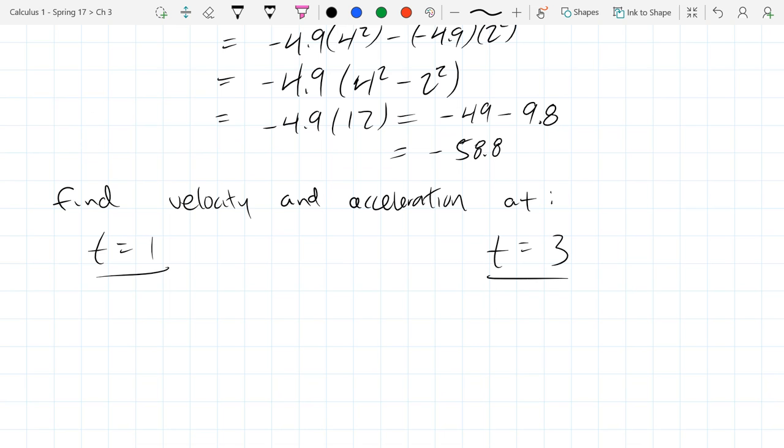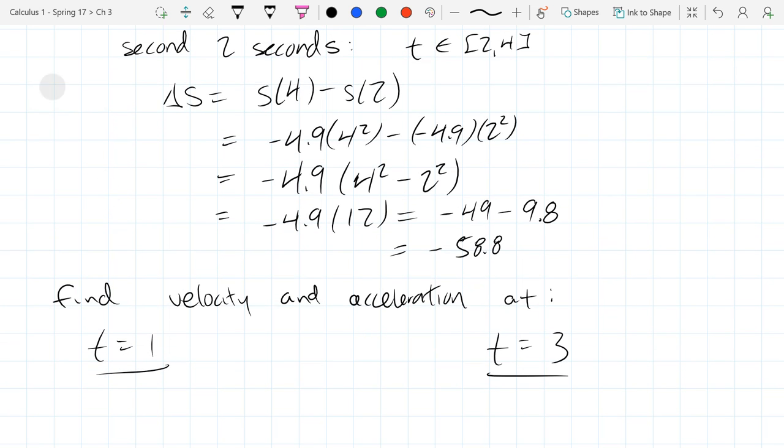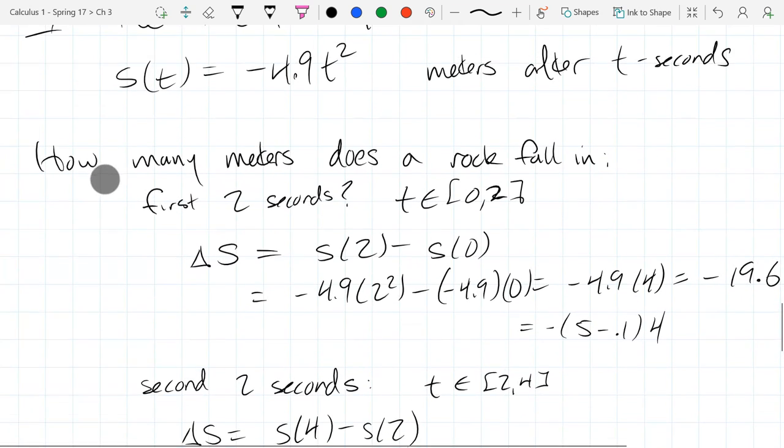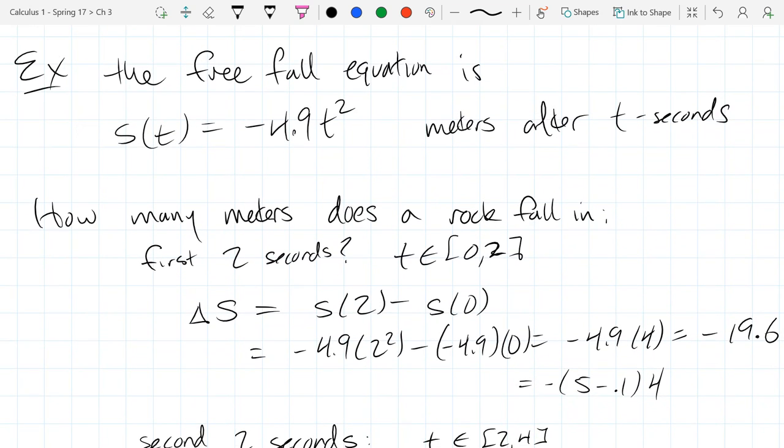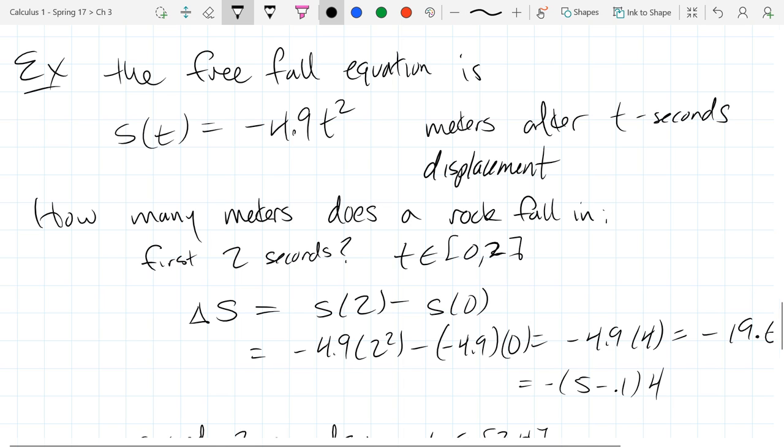How do we find the velocity from the information that we started with somewhere up here? Oh, so this is meters out of 2 seconds. This is a displacement. I didn't write that anywhere, but the units are measured in meters, so that can't be a meters per second measurement. So it's meters, which measures a distance or a displacement. So just from the units, you can tell that this is a displacement function.